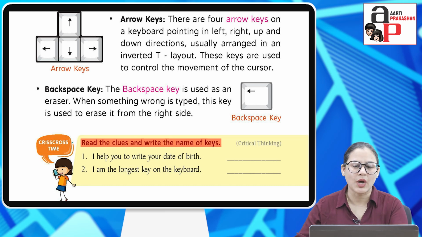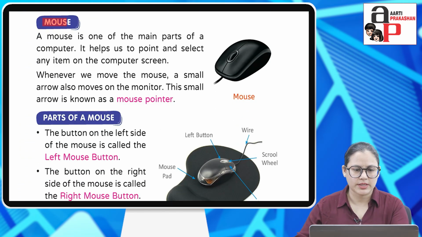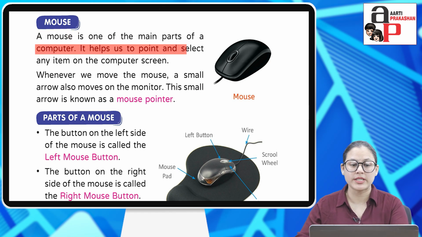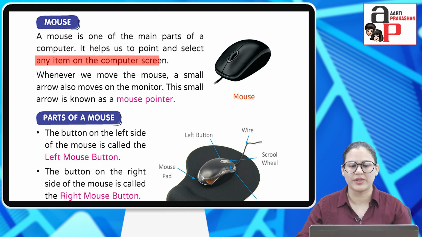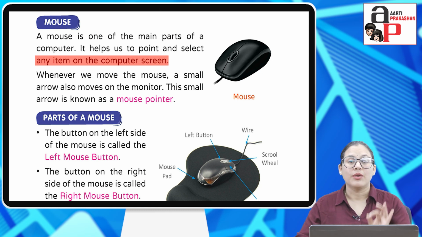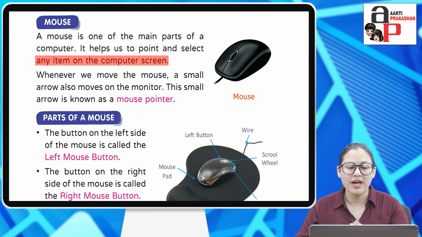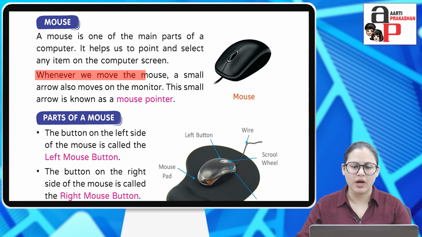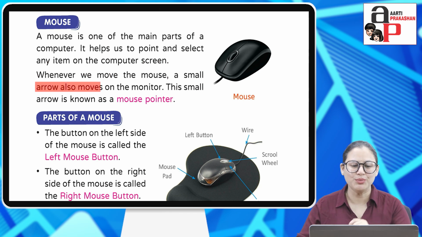Now let's talk about mouse. A mouse is one of the main parts of a computer. It helps us to point and select any item on the computer screen. Whenever we need to select an item on the computer screen, we need the help of a mouse. Whenever we move the mouse, a small arrow also moves on the monitor. This small arrow is known as a mouse pointer.